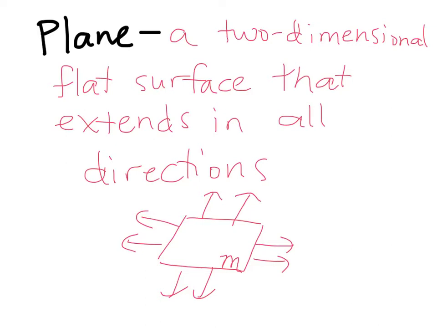And planes, if you notice, are always labeled with a capital letter, usually in the corner. And we would just call this plane M. Usually it's a capital cursive letter is what we see.